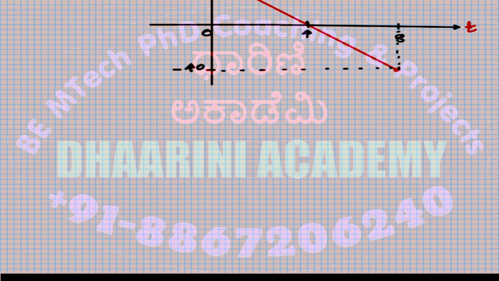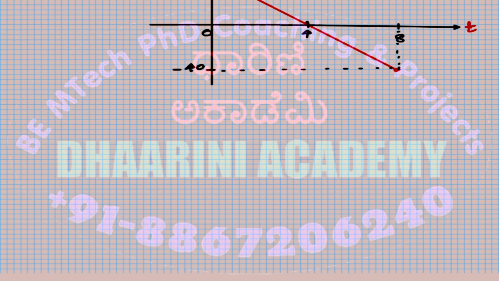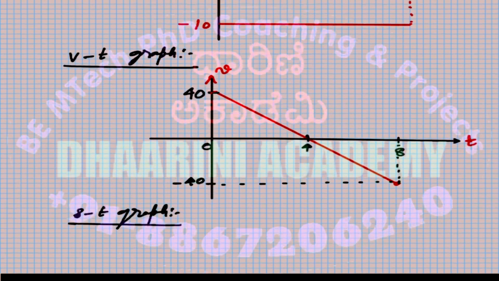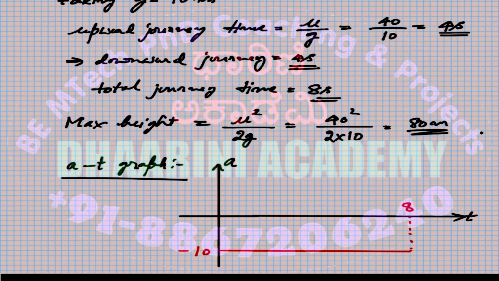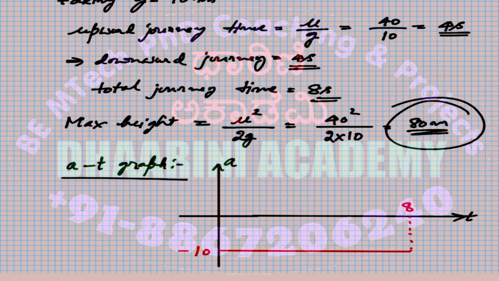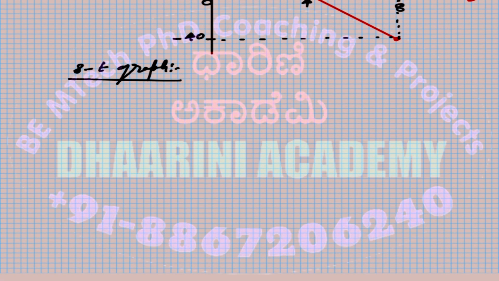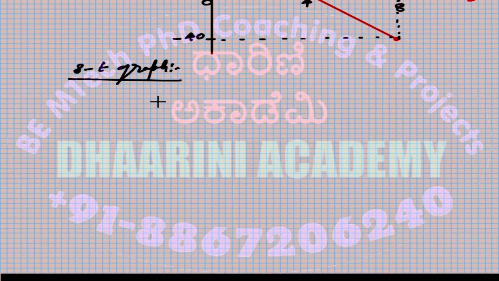All right, moving further, the next graph I'm going to draw is the ST graph. When we write the ST graph, I have to show the distance it traveled versus time. We already have calculated the maximum displacement, that is 80 meters. So the highest point that the object reaches is 80 meters. When we start the graph, it starts with a height of 0.